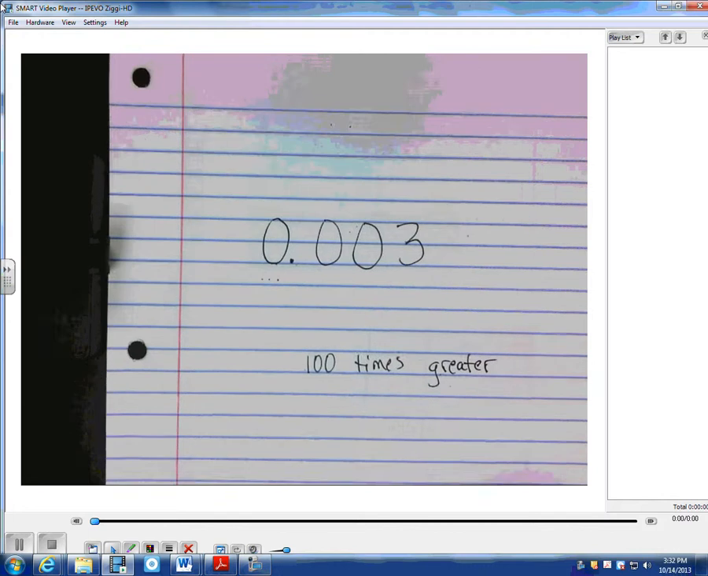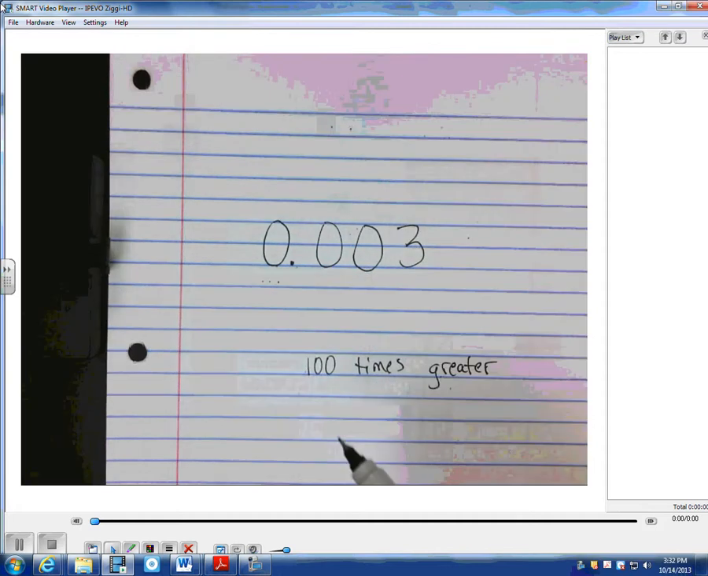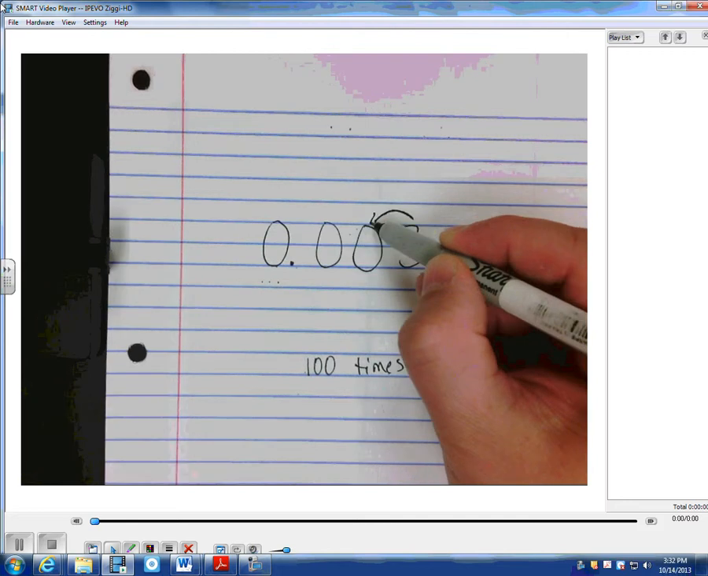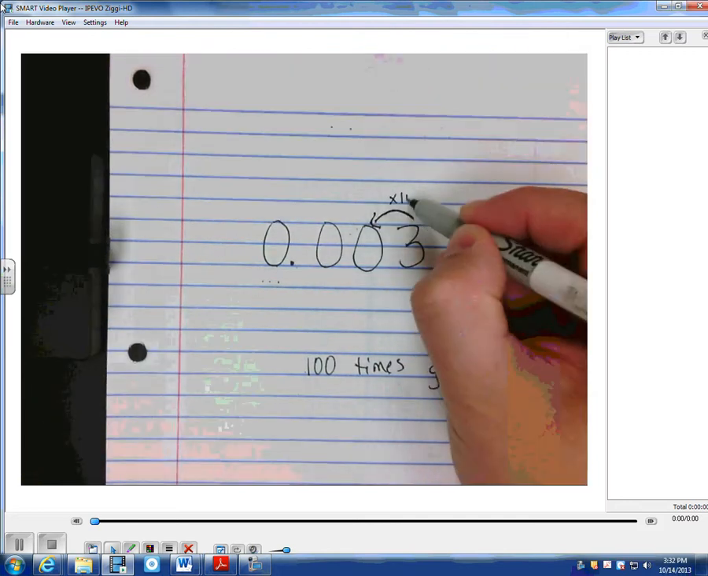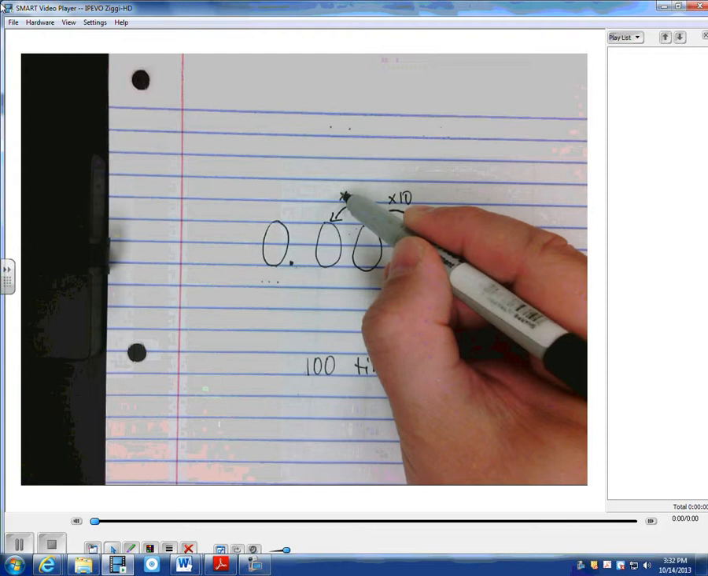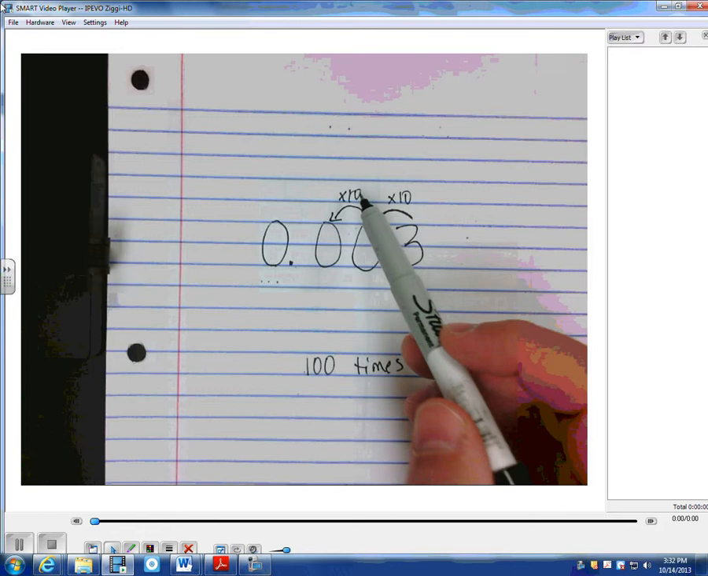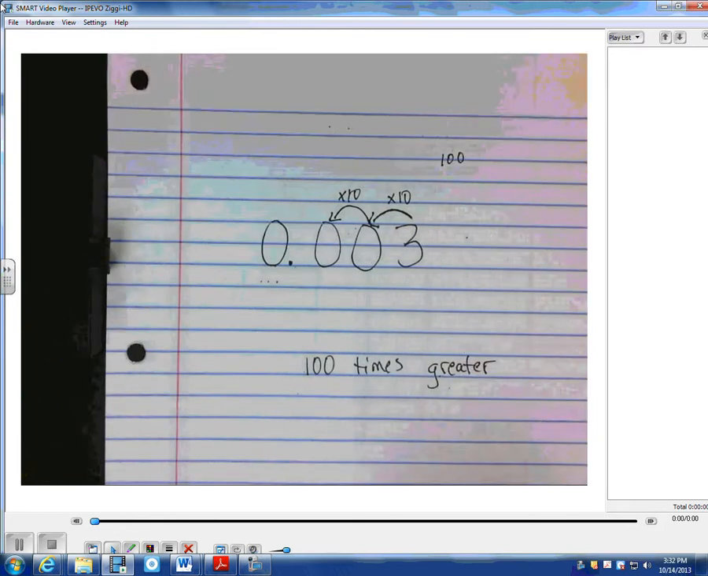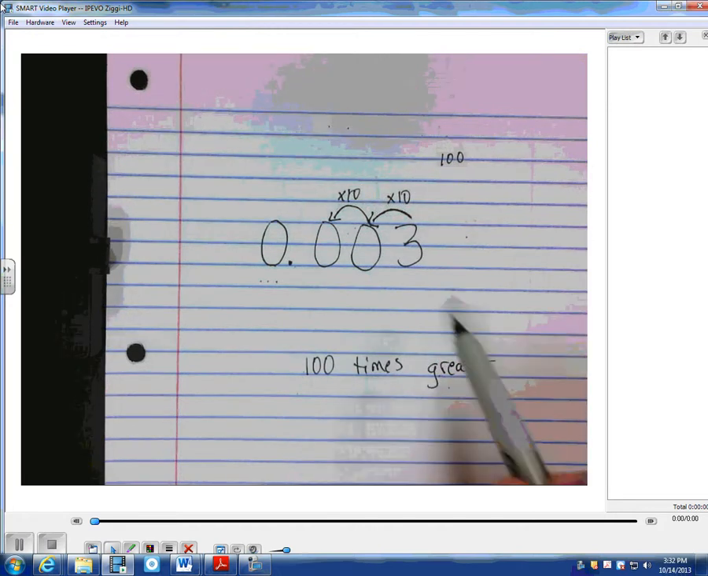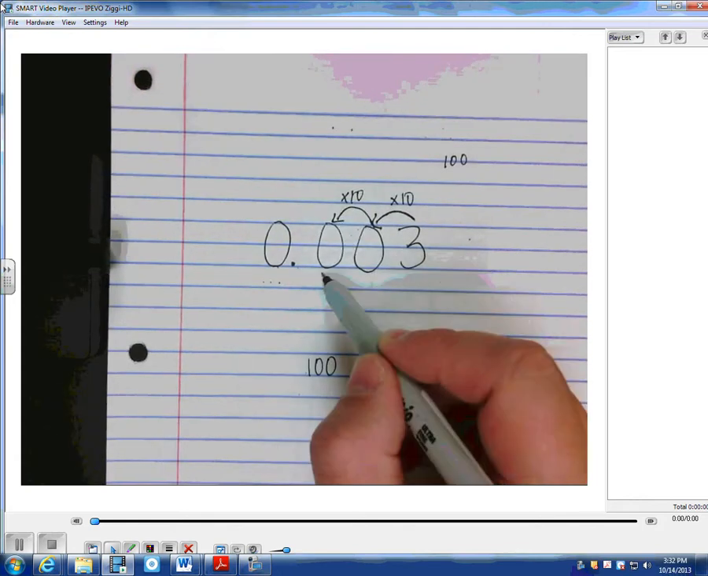Okay, so what I'm going to do, I'm going to go back to my jumps that we did earlier for place value. So I'm going to go back to those. It's the same concept. So I'm going to start here, and I know from here to here would be times 10. Okay, and then I'm going to go from here to here, and that's also times 10. And I know 10 times 10 is 100. So again, the question was, which number would be 100 times greater than 3 thousandths? So in that case, you know your answer is going to be right here.